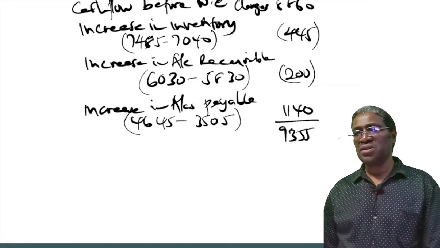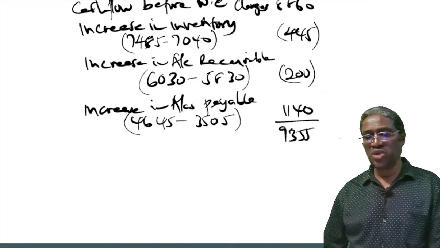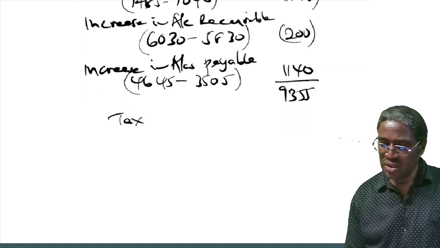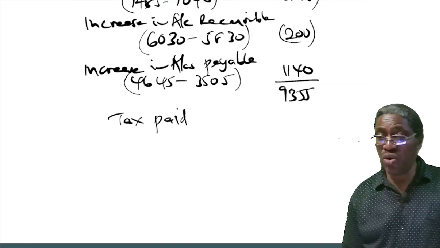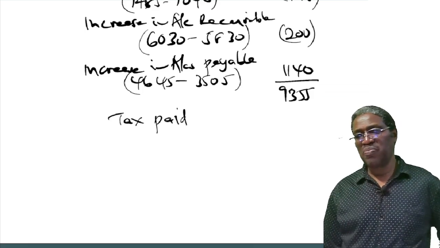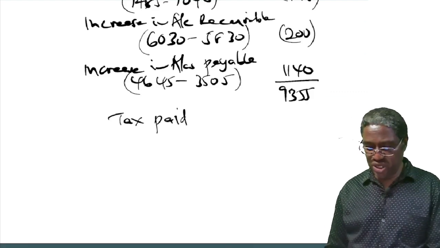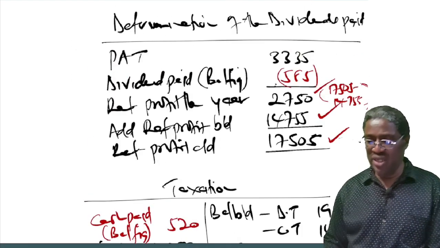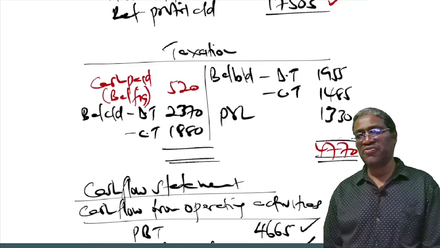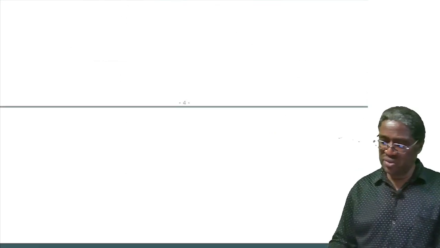After that, we go to what we normally call tax paid. You know that, which we already computed. Let's go and pick the figure we were calling the tax paid. Where did we get it? Here it is. Our workings for the tax paid was 520. Let's pick it.